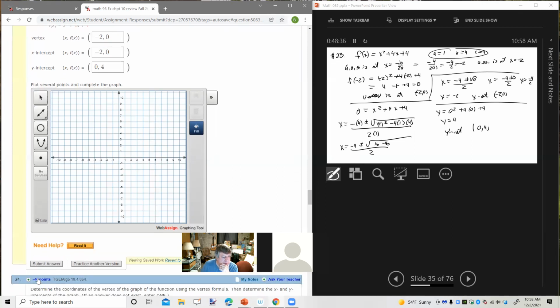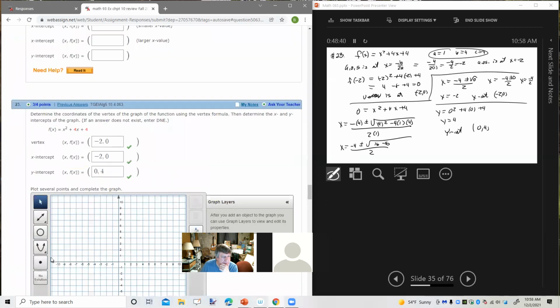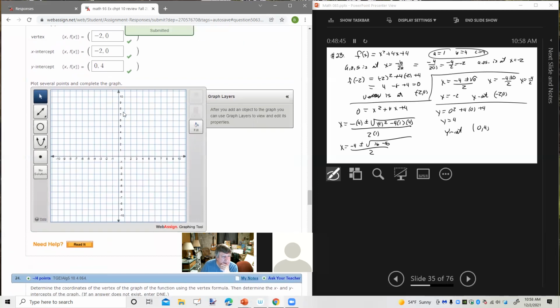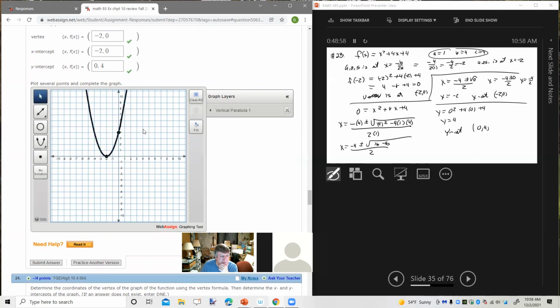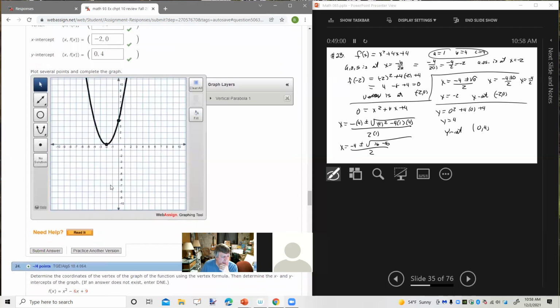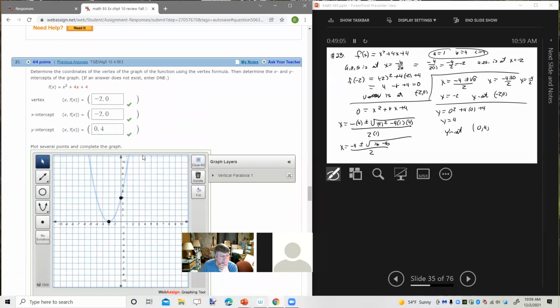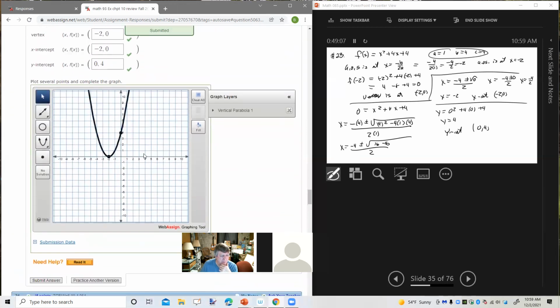Tell you what, let's do this. Let's go submit answer and see what happens. Okay, so it's got this correct. Now it cleared this board off. So -2, 0, 0, 4. There we go. I don't know why it did that earlier, but that should be the correct answer. Okay, there we go.